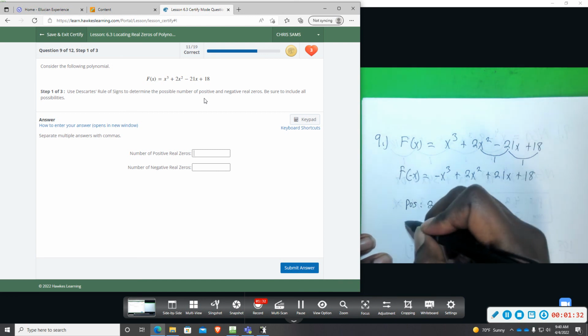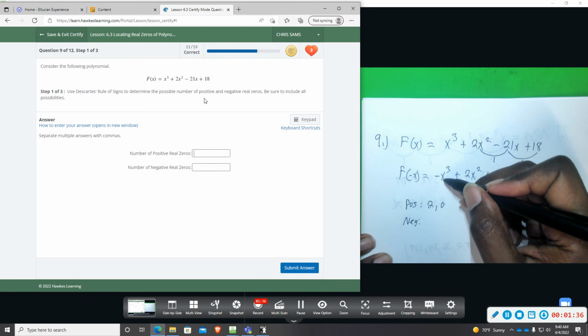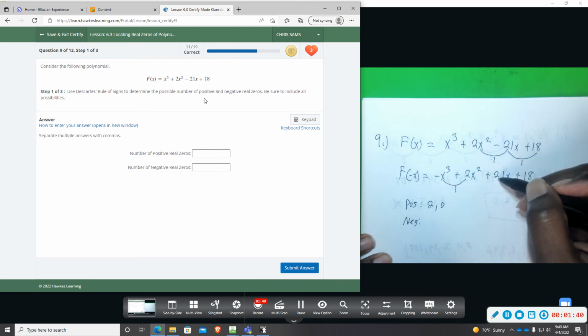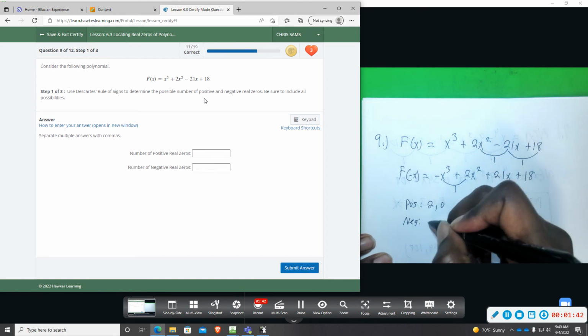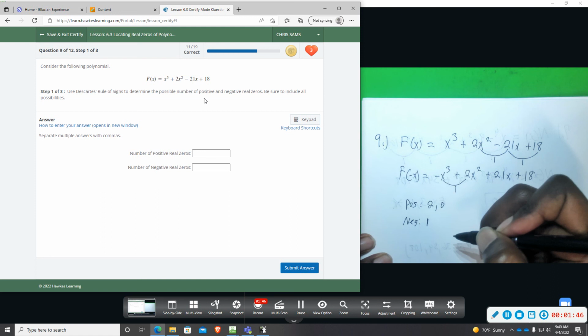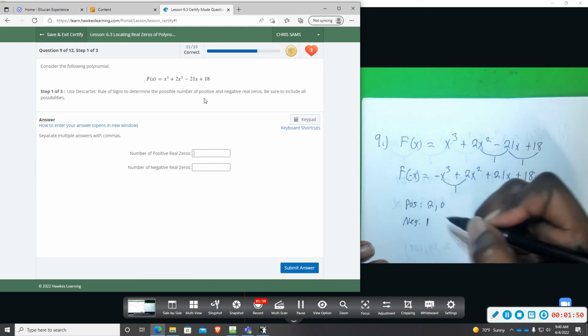And then with my negative, we are negative, we go to positive, that's 1. And then we stay positive all the way to the end. So only 1 negative. You cannot subtract that by 2. So either 2 or 0 here, and then 1 here.